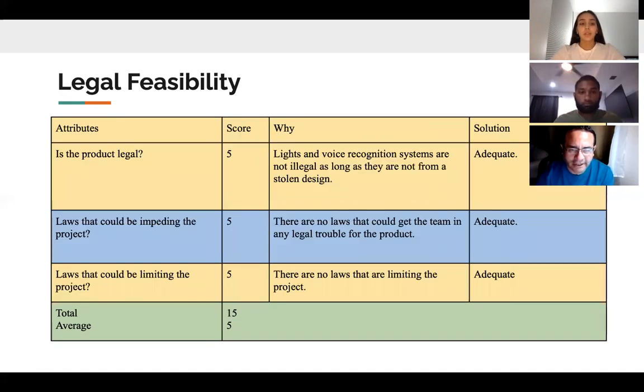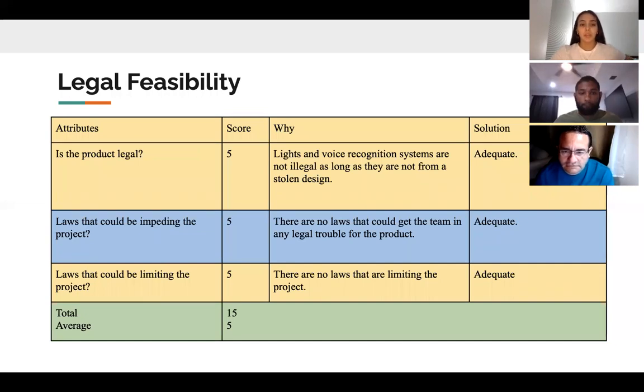The legal feasibility, is the product legal? We give it a 5 because lights and voice recognition systems are not illegal as long as they're not in any form of stolen design. And as far as we know, our design is not illegal. We came up with it and we have checked and there's nothing like it in the market.